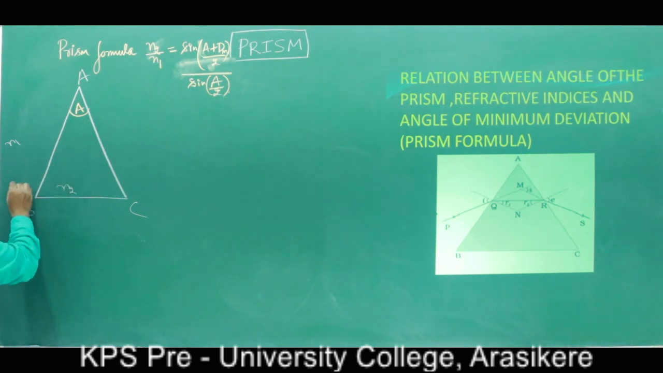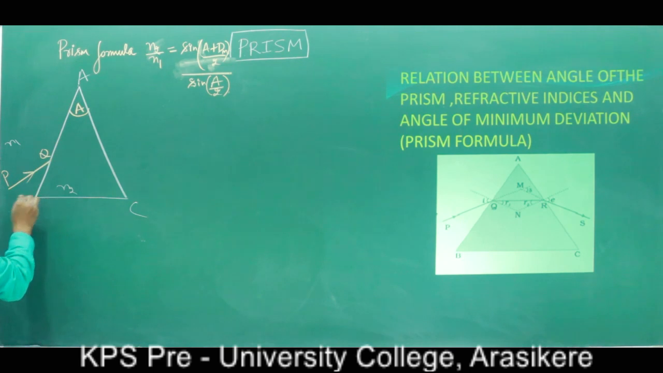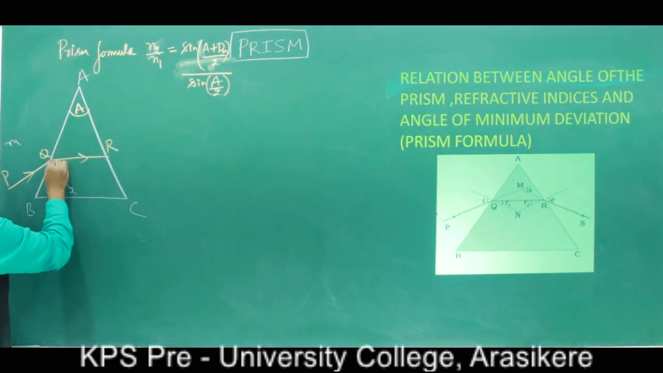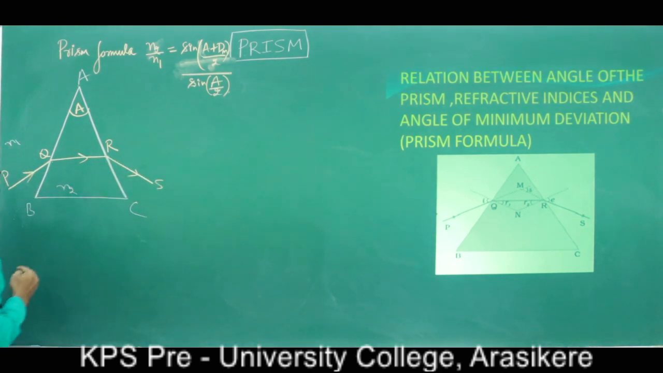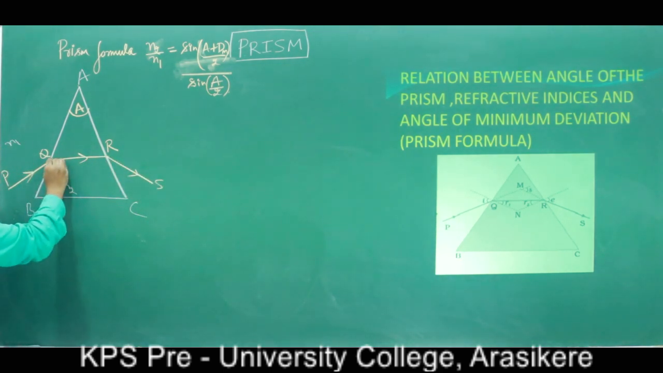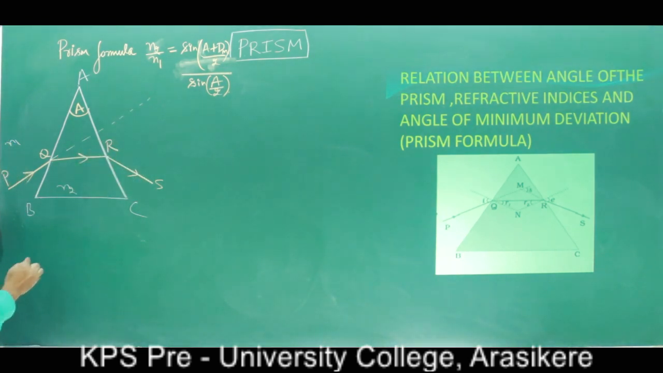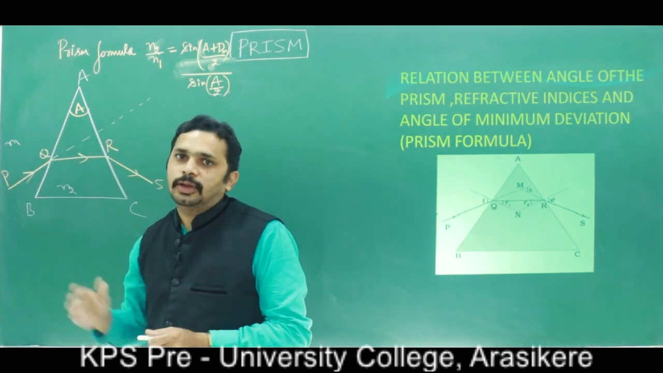Now consider a ray of light PQ. PQ is the ray of light, travels from one medium to another medium. It falls on the first surface AB. Now QR. QR is the refracted ray. RS is the emergent ray. Actually, in the absence of the prism, the ray must go in this direction. Now, we don't know the angle of incidence and the angle of refraction.